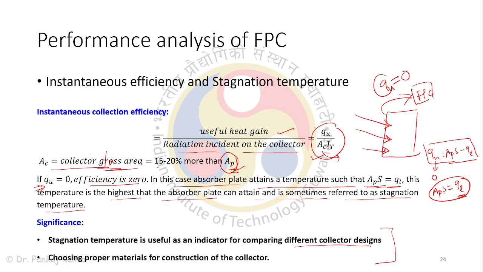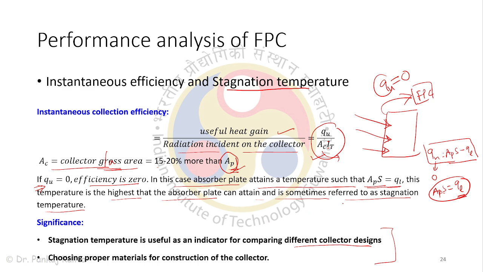The second important term is the stagnation temperature. What does stagnation temperature mean? Say whatever solar flux is coming onto the collector, none of it is actually utilized to heat your fluid, right? So what will happen is your collector temperature will rise. What is the maximum collector temperature that can be reached for a particular flat plate collector system? That is your stagnation temperature.